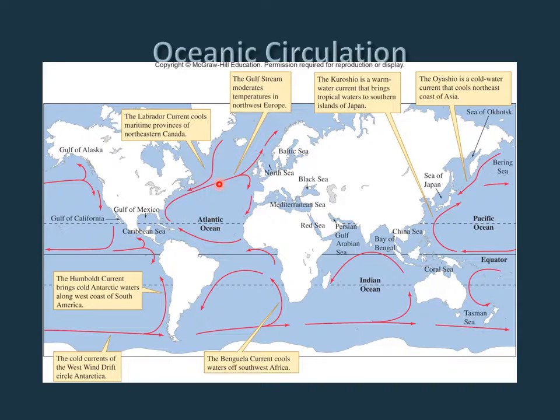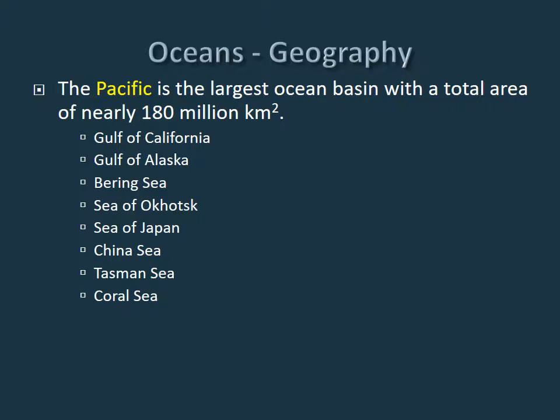You have the Gulf Stream here that brings moderate temperatures to Europe, and so you can see the flow in this diagram of these ocean currents and how it brings either cold water from towards a pole, up, or warm water down, or kind of keeps the moderate temperatures in a region.